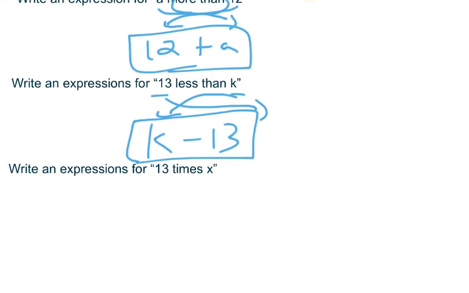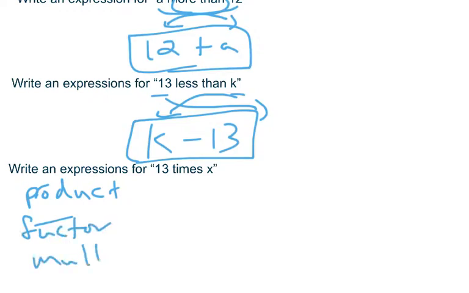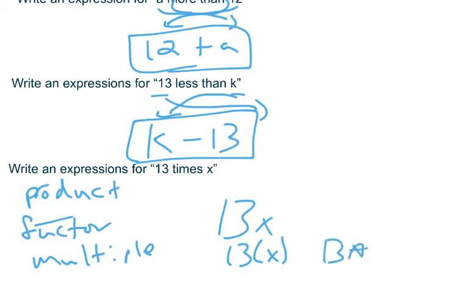And then if you see times or other words for multiplication are product or factor or a multiple, it just basically means 13x or 13 parentheses x or 13 times x, but just writing 13x, no space, into the answer box will give you the right answer.